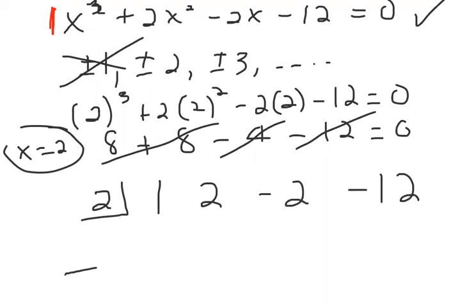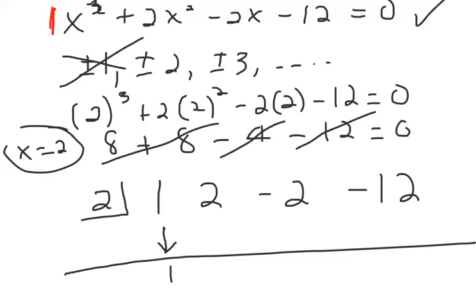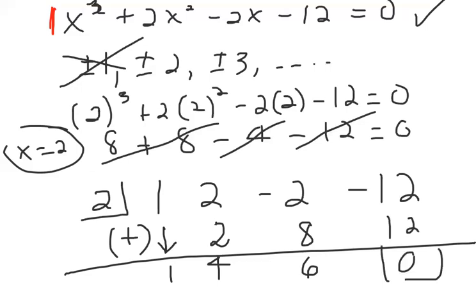Now, I am going to draw my line, carry out the process. So guys, here we go. I'm going to bring down the 1, multiply it by the divisor. Now I'm gonna add, so I get 4. 4 times 2 is 8. I'm gonna add, I get 6. 6 times 2 is 12. I add, I get 0. And that's expected because 2 is a 0 of the polynomial.